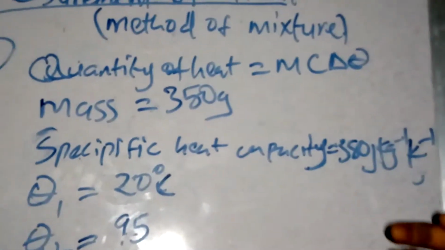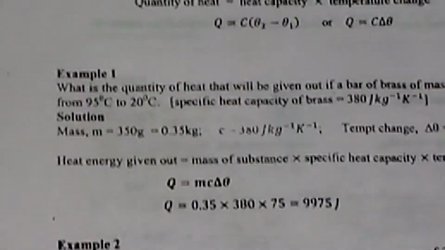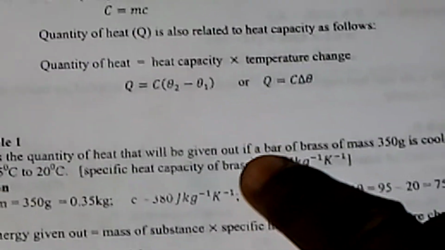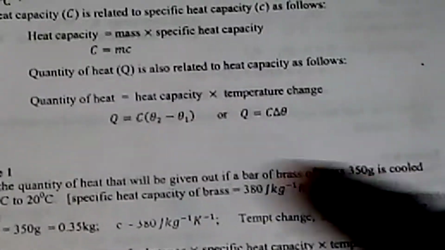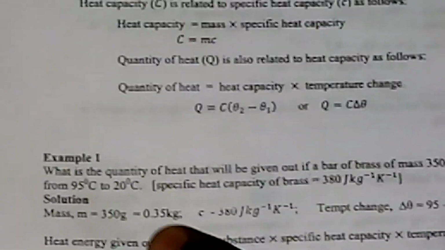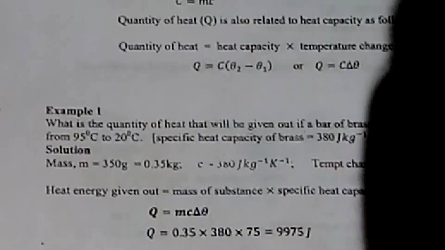Changing in temperature, the hotness of a substance. So let's check the question. Looking at this question: what is the quantity of heat that will be given out if a bar of brass of mass 350 gram is cooled from 95 degrees Celsius to 20 degrees Celsius? The specific heat capacity of brass is given.